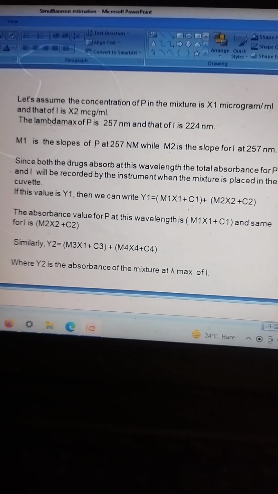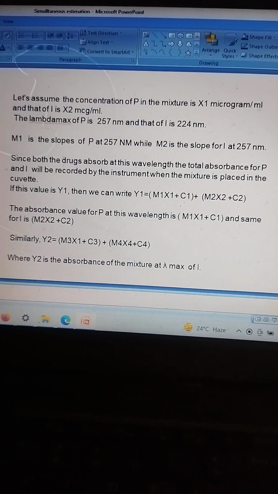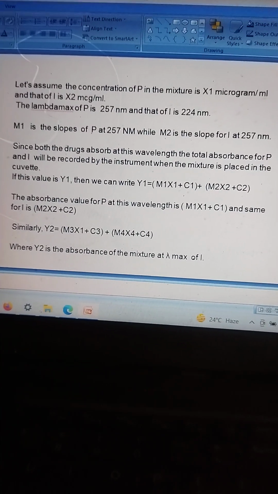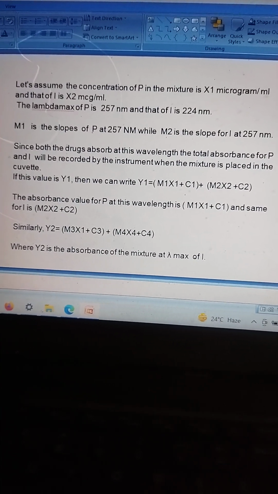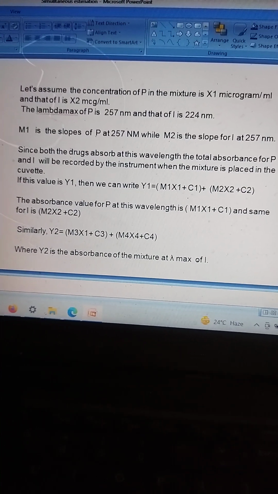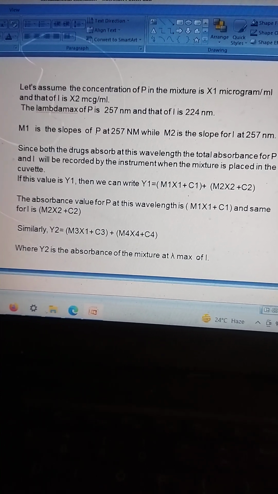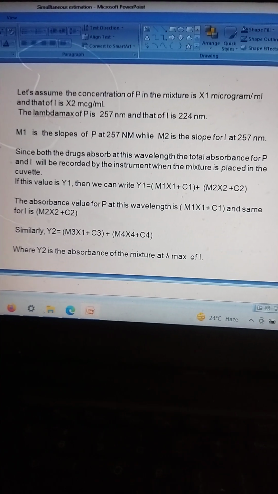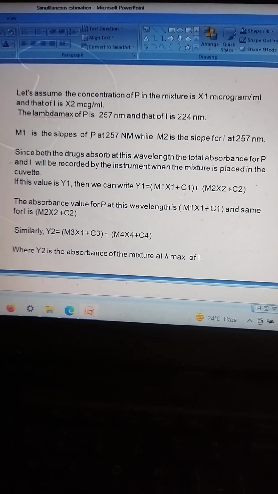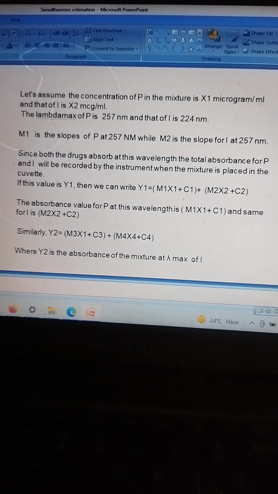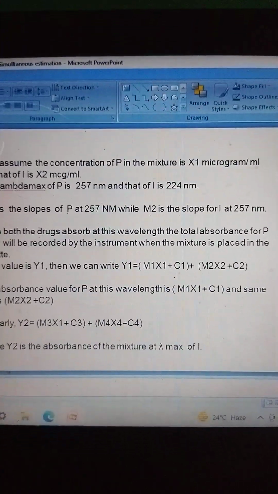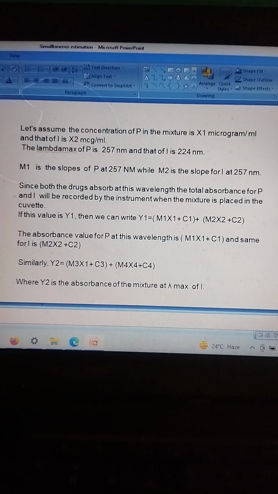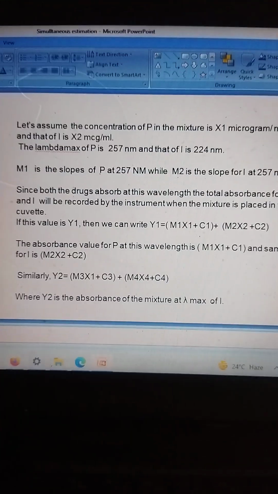We have taken paracetamol and ibuprofen, and in our actual experimentation we found that the lambda max, that is the peak, of paracetamol is at 257, and for ibuprofen it is 224. Now M1 will be the slope of paracetamol at 257 and M2 is the slope of ibuprofen at 257. Let's assume the concentration of paracetamol is C1 and the concentration of ibuprofen is C2.